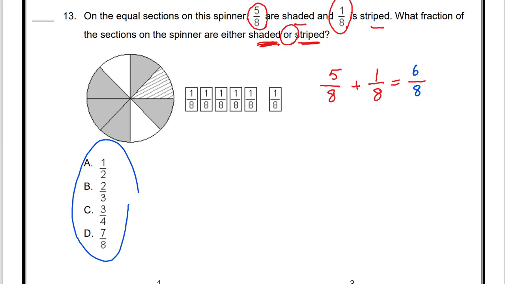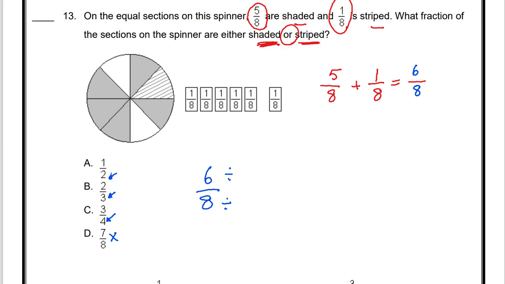I cannot see 6/8 here. Can you help me find 6/8 in the choices? There isn't, mister. But we can do something to find it. I see that this one is wrong because it's 7/8, and we cannot make the 8 to be 3. So we will try to make it 4 or 2. So 6/8 we can divide by 4.